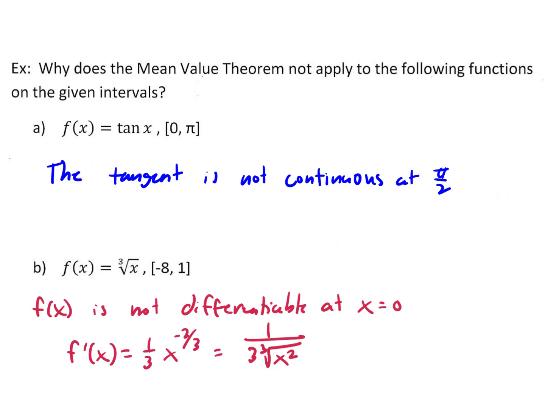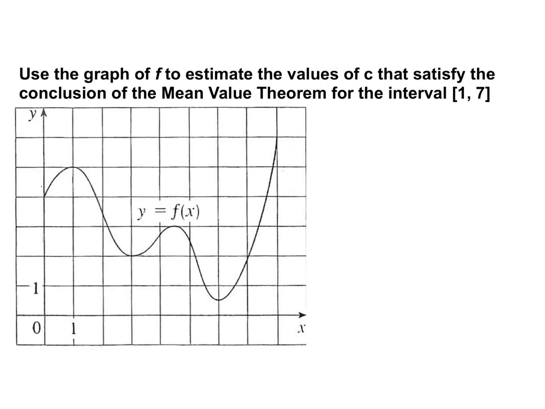All right, we have one more problem to tackle, and there's a picture of it, a graph. And this is going to involve a bigger concept now. So here it is. It says use the graph of f of x to estimate the values of c that satisfy the conclusion of the mean value theorem for the interval [1, 7]. So this is not the entire graph. It is only a specific interval. So what I would do is frame it off to start with, and know that we're just focusing on that.